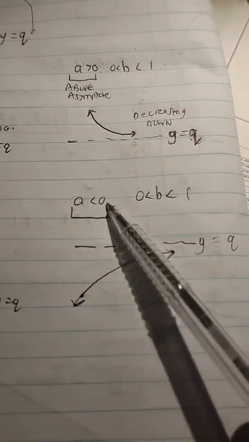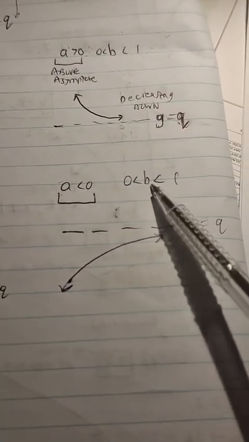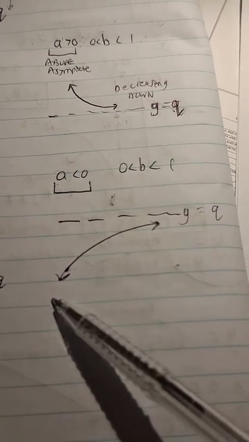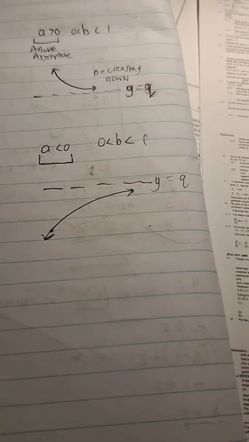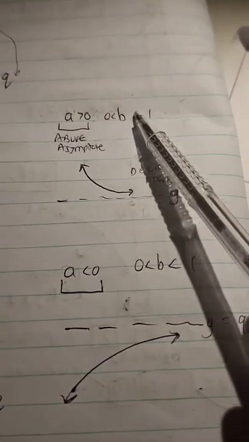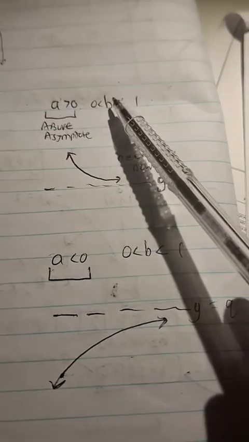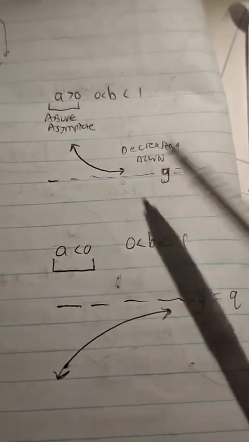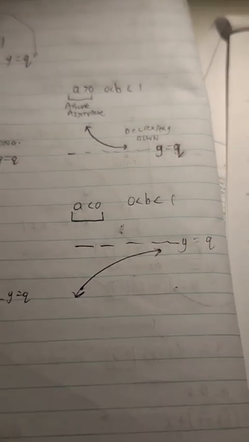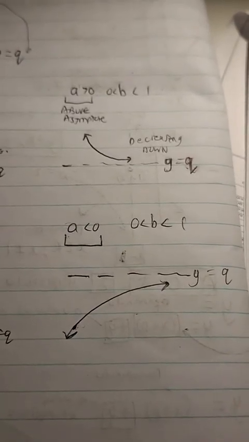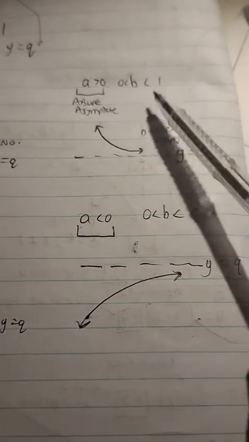Combination: if a is less than 0, we know we are below the asymptote, but if b is between 0 and 1, it means we are increasing, right? Yeah, we are increasing. Whereas if a is greater than 0 and b is between 0 and 1, we are decreasing. So it's very important, that situation and that circumstance. Let's always know this.